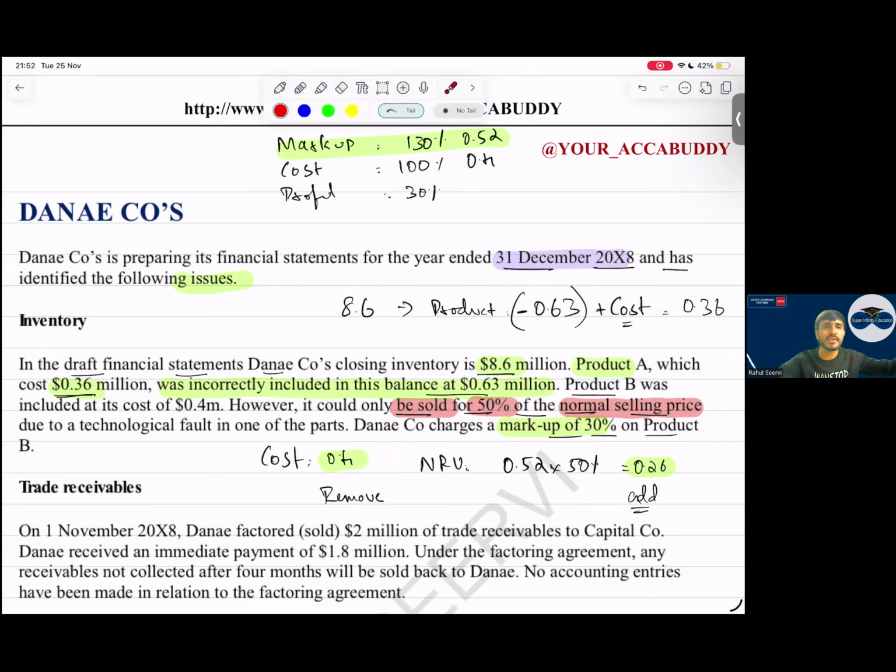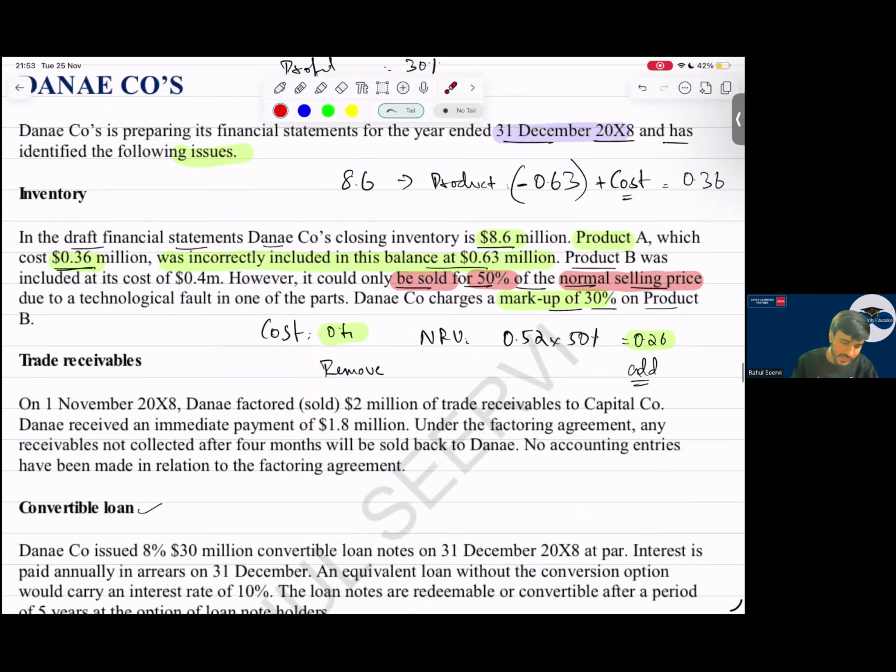A very simple easy question from IS2. The question could ask you to calculate the new amount of the inventory after the adjustment. What is the value of the inventory? Let us see. So easy part. Then let us see the trade receivable.